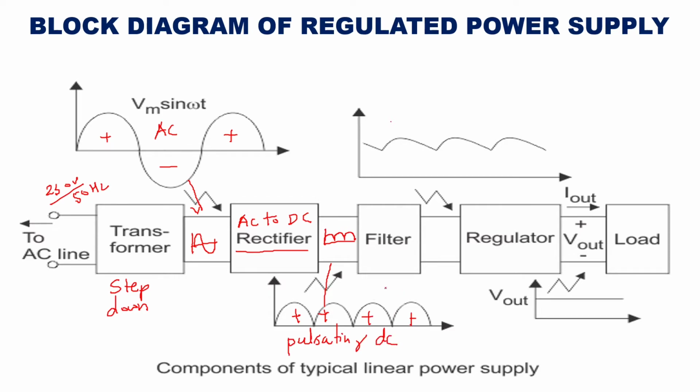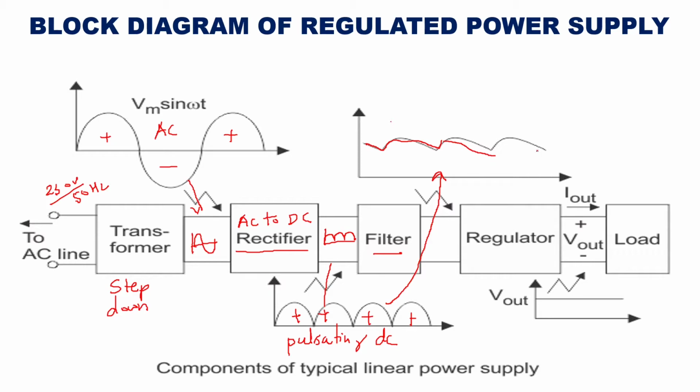Now this pulsating DC has to be converted into pure DC by a filter. So this is a filter which will convert this into this type of waveform. So it will become a pure DC. It will not become exactly a straight line, but it will be the charging and discharging of a capacitor. So here you can see the DC that you get.